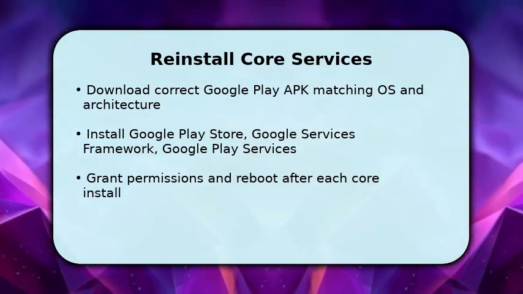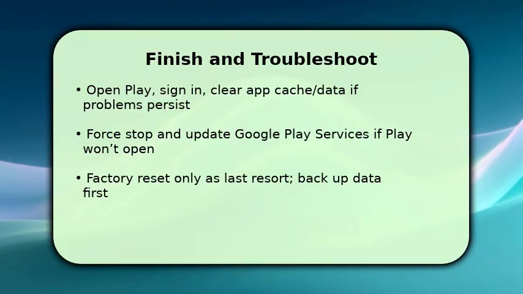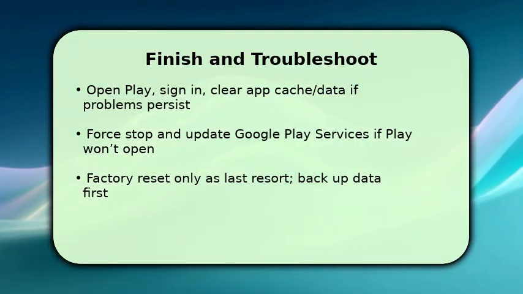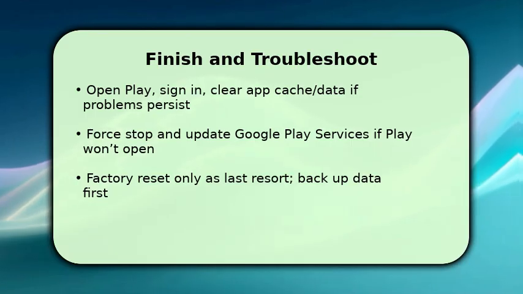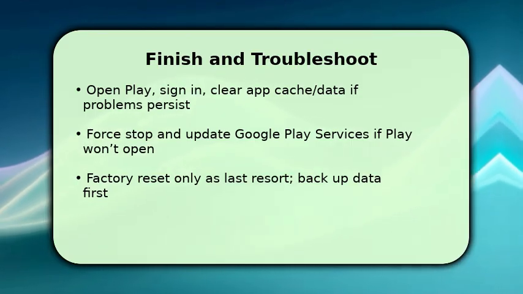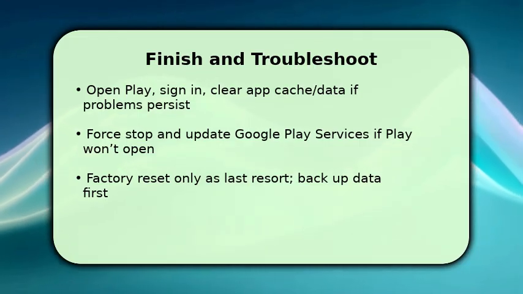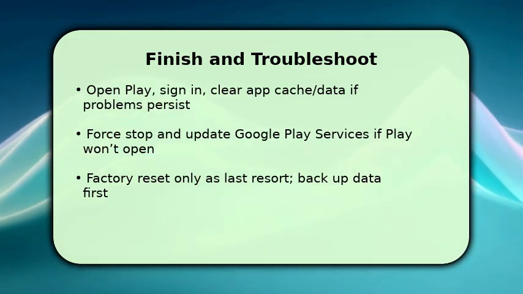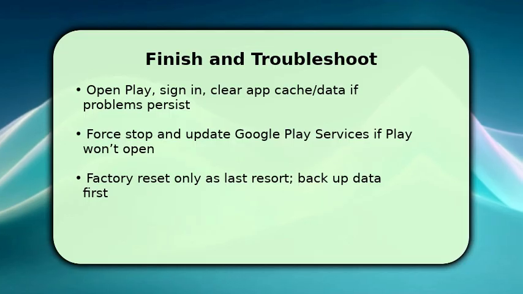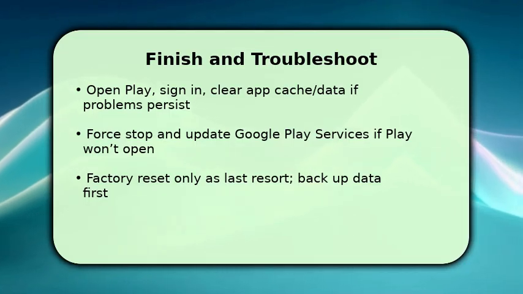To finish, open Google Play and sign in. Allow it a few minutes to sync and update. If you see errors, go to Settings, right arrow Apps, right arrow Google Play Store and clear cache and storage, then reopen. If Play still fails, force stop and update Google Play services, then reboot. For persistent account or service errors, remove and re-add your Google account.